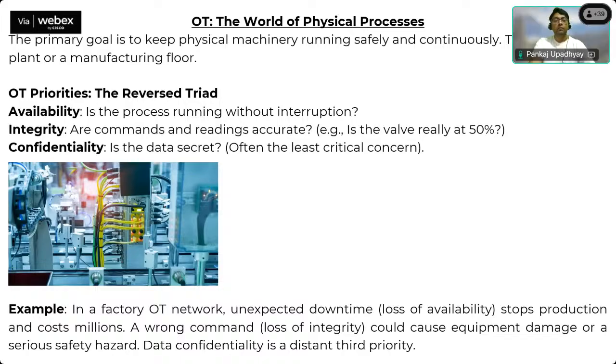Now let's talk about OT. The primary goal is to keep the physical machinery running safely and continuously. Think of a power plant or a manufacturing flow. According to you, Mukul and Jagdish, what should be the first requirement? What should be the main objective of implementing this in OT? Should confidentiality be the primary principle, or availability?